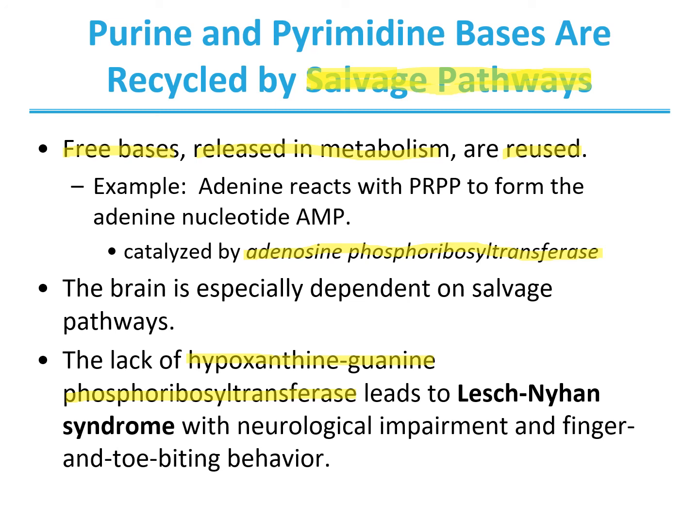Now a very important thing to remember is this HGPRT enzyme, if it is missing or it is not performing its function properly due to the lack or deficiency of this enzyme, a disease occurs which is known as Lesch-Nyhan syndrome. And in this Lesch-Nyhan syndrome, which mainly affects the brain, there are some neurological impairments seen, and finger and toe biting behavior is also seen in such patients.